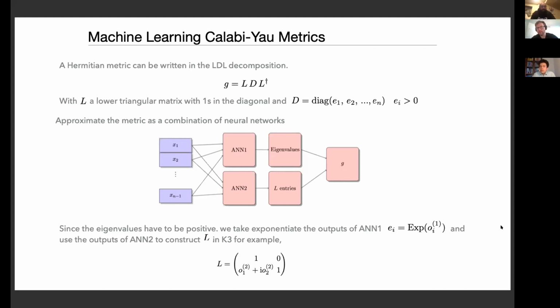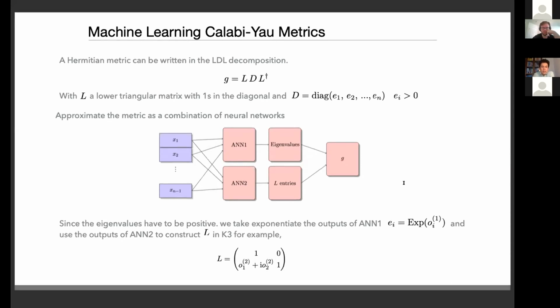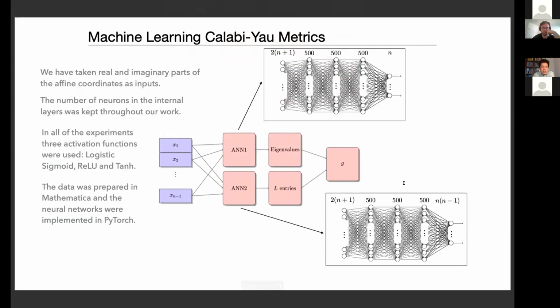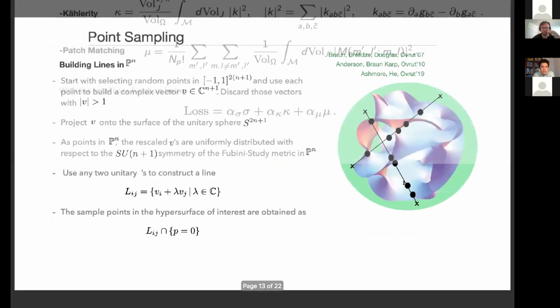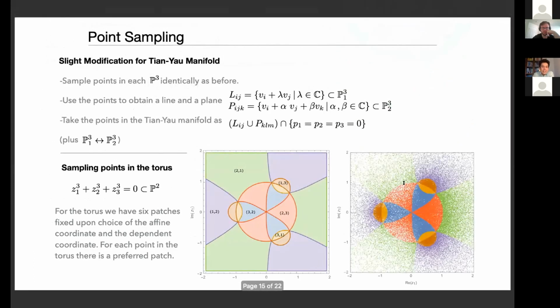And Fabian? Hey, Damian. Maybe you said it, but I missed it. So in the case of the Picard rank 2 example, how did you ensure that the metric learned by the neural network is in the same Kaehler class as the one that you fixed by pulling back the Fubini-Study to compute the weights for the integration?